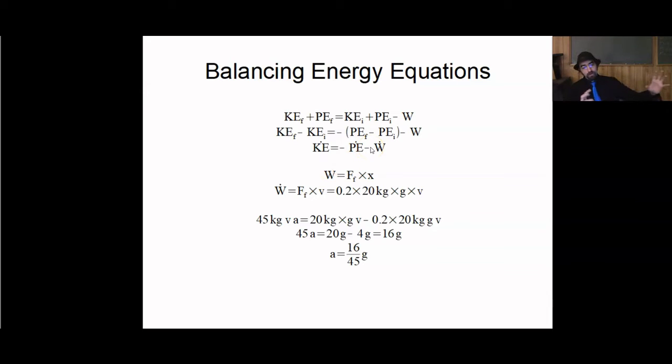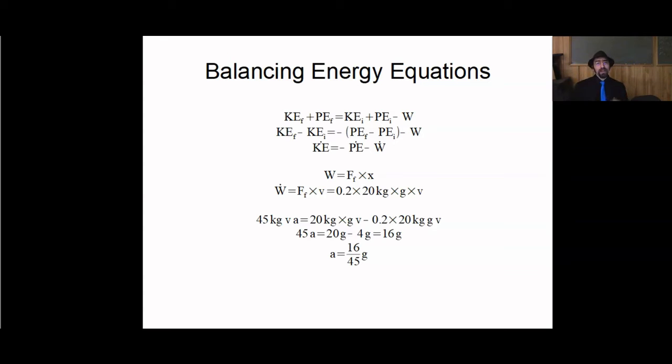So, shoving this all into a single equation, we have the same KE dot that we had before, 45 kilograms vA. Potential energy is going to be 20 kilograms times gv. And the work done is going to be 0.2 times 20 kilograms times gv. Divide through by v again, 45A equals 20g minus 4g, which equals 16g. So we get A equals 16g over 45. Notice that before, we had A equals 20g over 45. Now it's down to 16g over 45. This agrees with our intuition that adding friction slows the whole thing down.